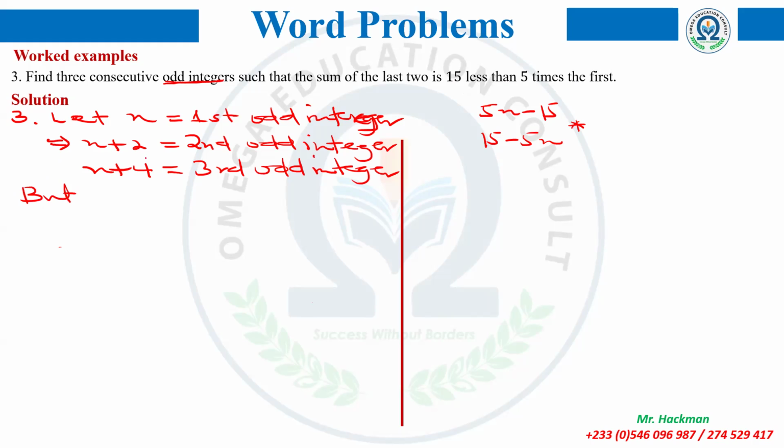Now I'm told the sum of the last two, so the last two will be x plus 2 plus x plus 4. That's the sum of the last two. It must be equal to, remember we said whenever you see the word "is" it represents equal to, remember what we did the last time. So it's equal to 15 less than 5 times the first. So 5 times the first will be 5x, and 15 less will be minus 15. Is that clear now?